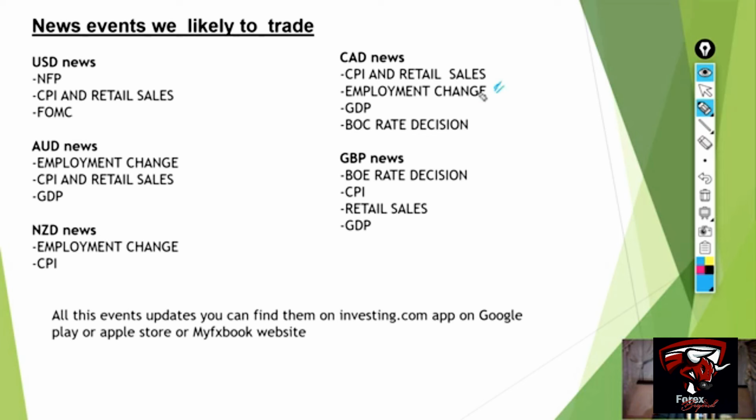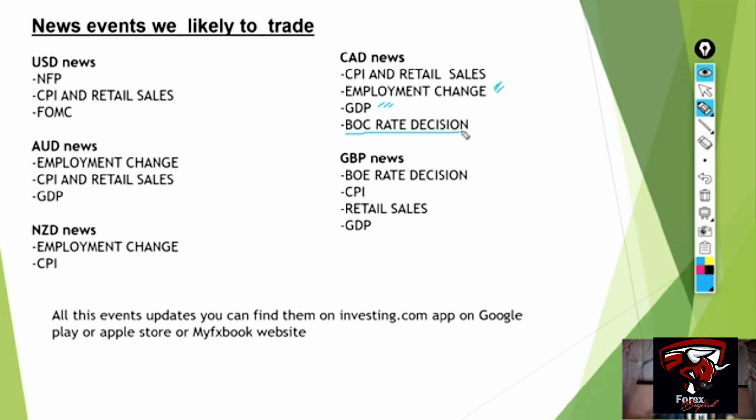Secondly, we have the employment change that we did go through earlier, focusing on employment rates, and the GDP, where we're focusing on the goods produced. And then lastly, we have the BOC rate decision. BOC stands for the Bank of Canada rate decision. Now, the Bank of Canada is important to the CAD because they are the central bank of Canada, meaning they focus on the interest rates, the investment plans, and the overall growth of the economy, meaning the circular flow of money. So they're very, very important to the economy of the CAD news.